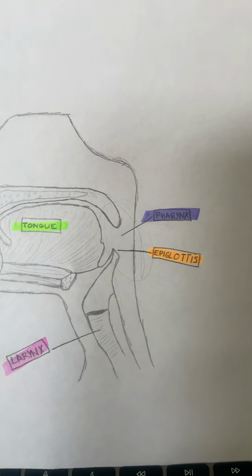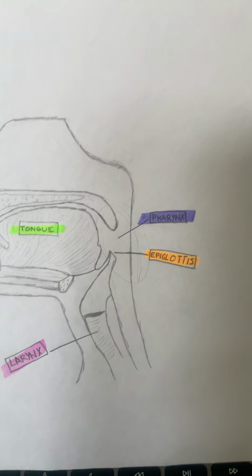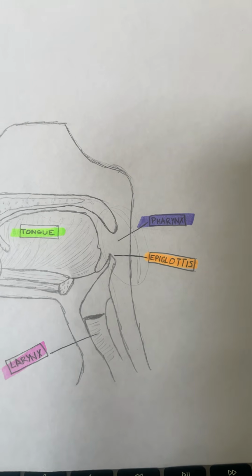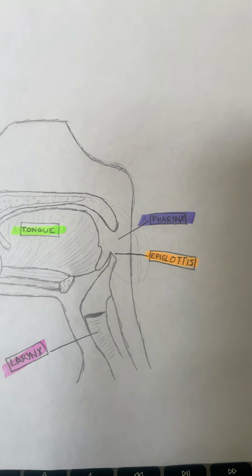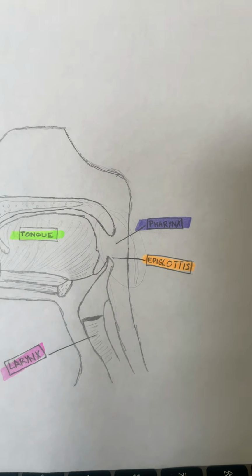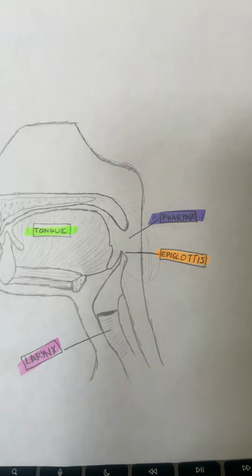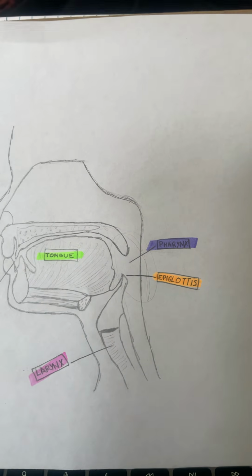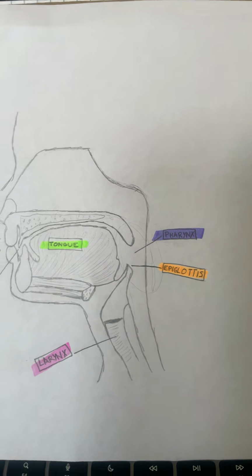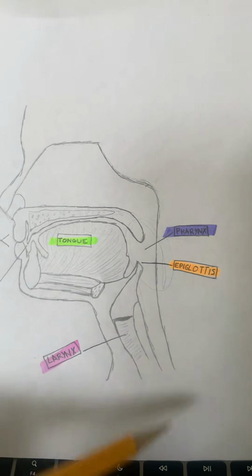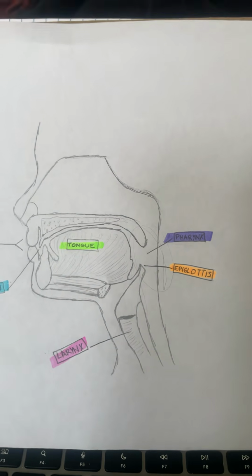And our last stage is our esophageal stage. This is when our bolus goes from the pharyngeal stage to our upper esophageal region. So the top of our esophagus, which would be around here. And during this stage, the bolus goes from the upper esophageal region down to the stomach to eventually be digested.